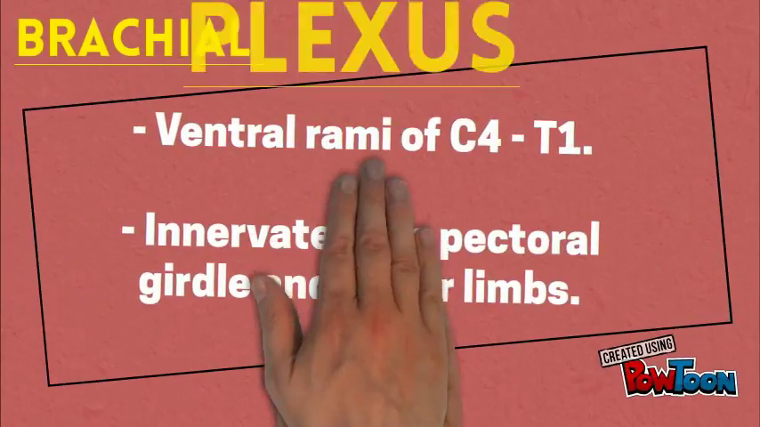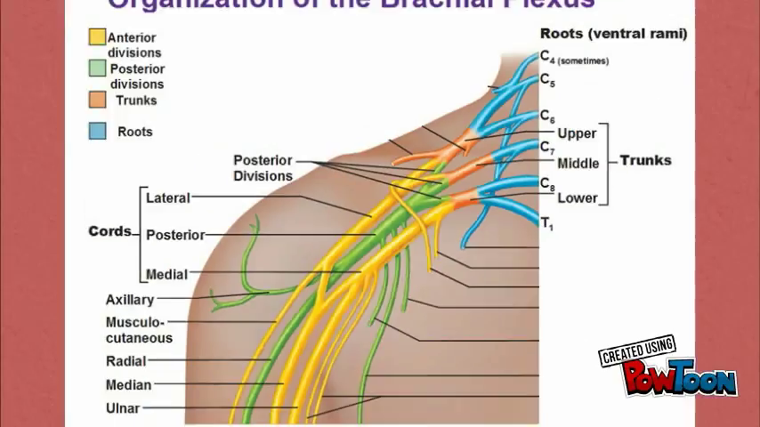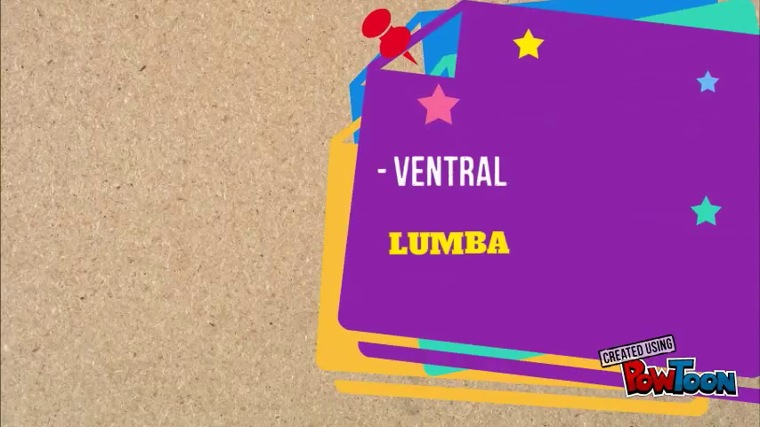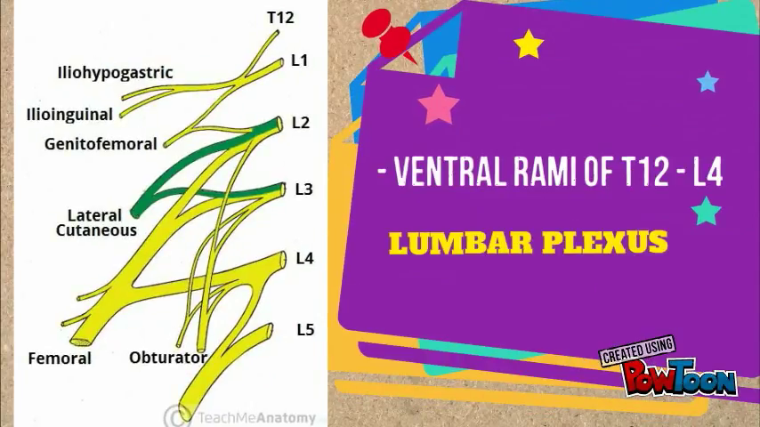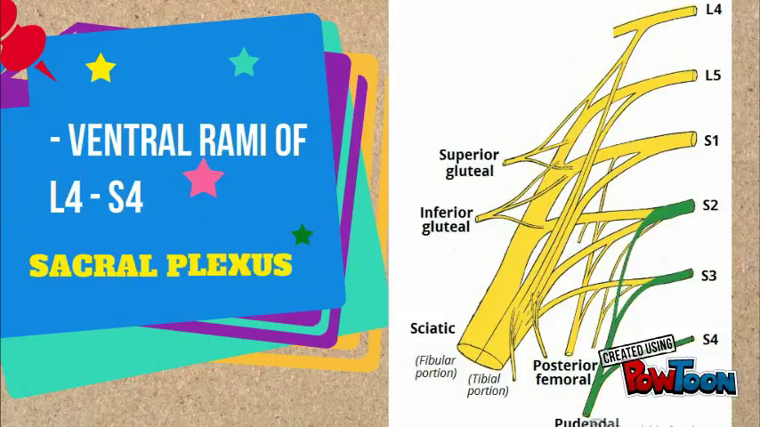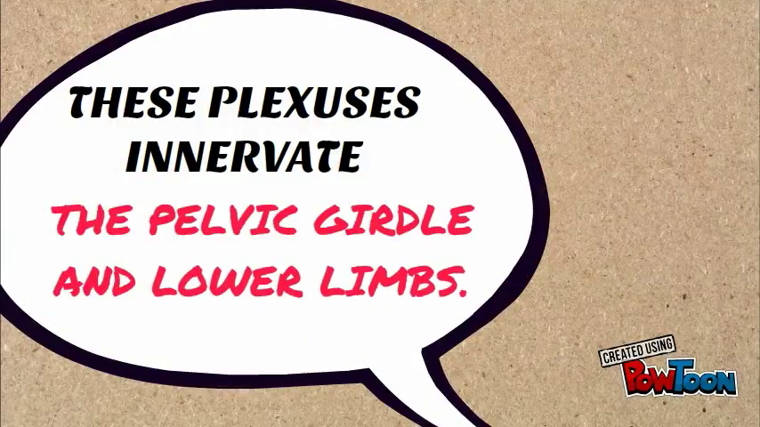The brachial plexus originates from the ventral rami of C4 to T1. It innervates the pectoral girdle and upper limbs. Trunks are large bundles of axons contributed by several spinal nerves, which form smaller branches known as cords. The lumbar plexus originates from the ventral rami of T12 to L4. The sacral plexus originates from the ventral rami of L4 to S4. Both plexuses innervate the pelvic girdle and the lower limbs.